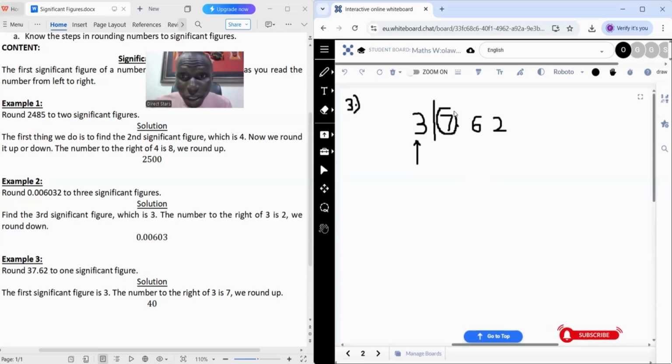And if you look at the 7, it means that what? We are rounding up. It means that you have to add 1 to this 3. And adding 1 to this, we're going to have 4. That's 40, because the number just after the bar will be 0. So we're going to have this to be 40. So with this, we've rounded 37.62 to one significant figure, and this gives us 40.